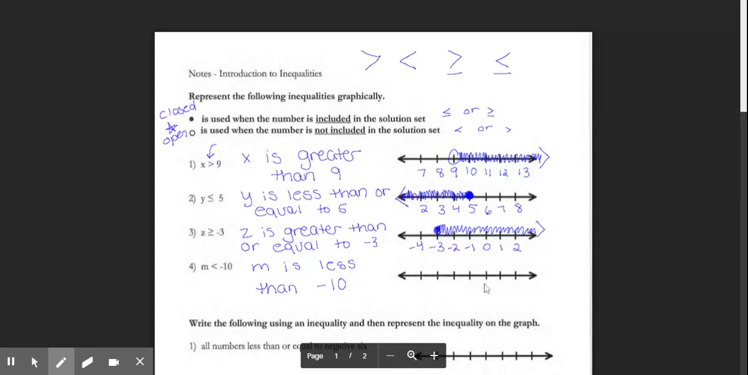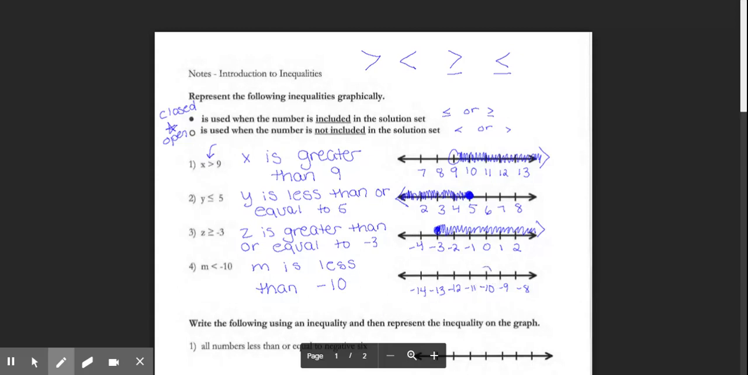So let's find a place on the number line to put -10. I'll put it right here. The numbers bigger will be -9, -8, -7, and so on. The numbers smaller will be -11, -12, -13, -14, and so on. I want all the numbers less than -10.